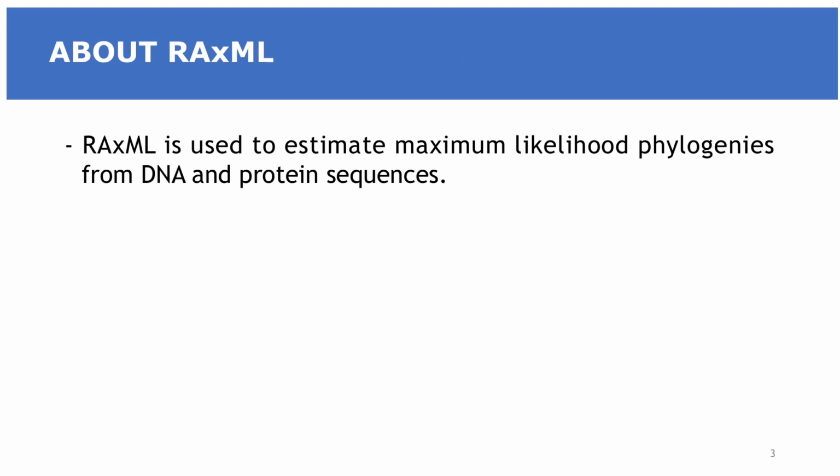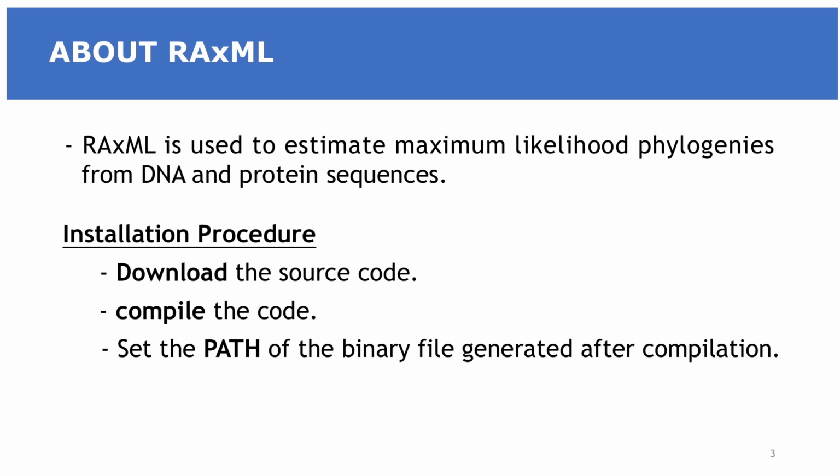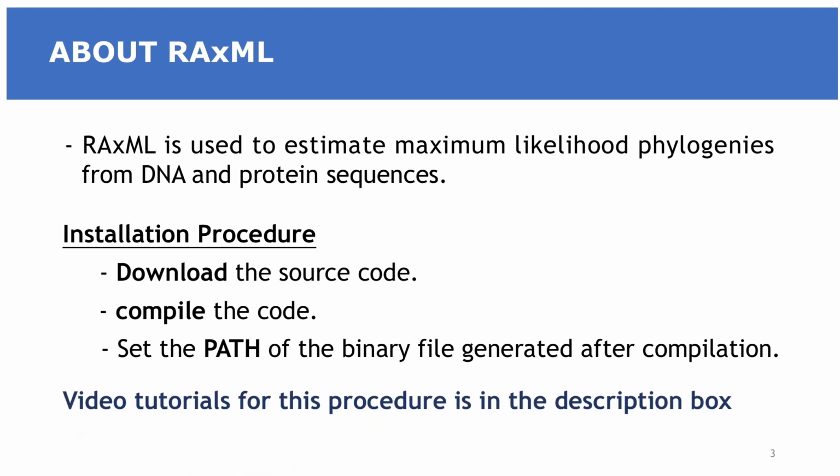Now, RAxML is a tool that is used to estimate maximum likelihood phylogenies from DNA and protein sequences. And the installation is pretty simple and straightforward. You need to first download the source code, compile the code, and set the path of the binary file that has been generated after compilation. You can also install using Anaconda, and I have video tutorials that will show you how to install RAxML. Link is in the description box below.